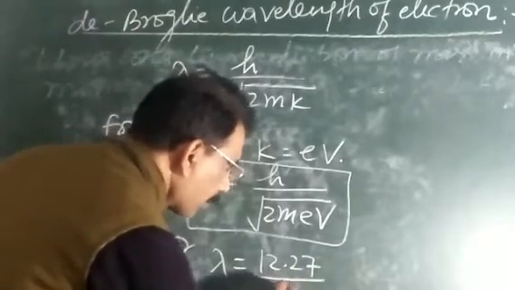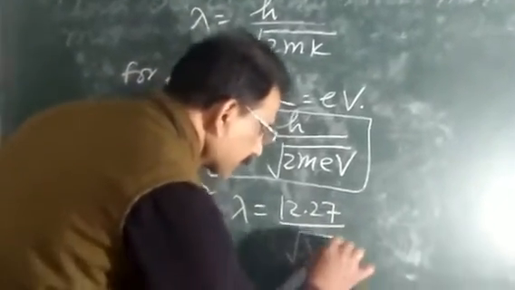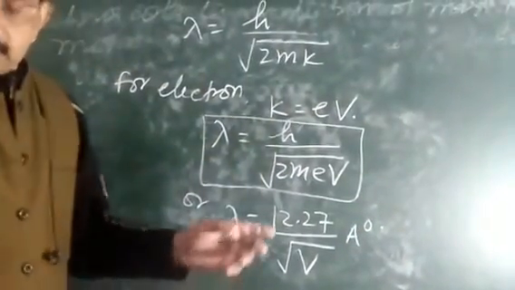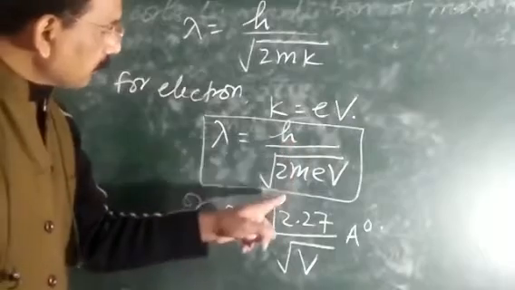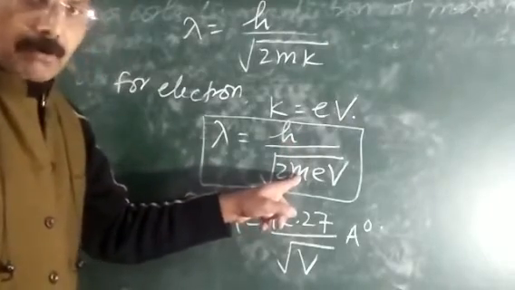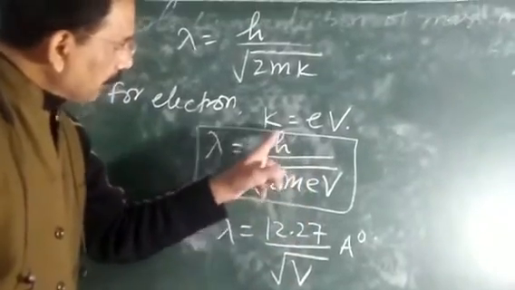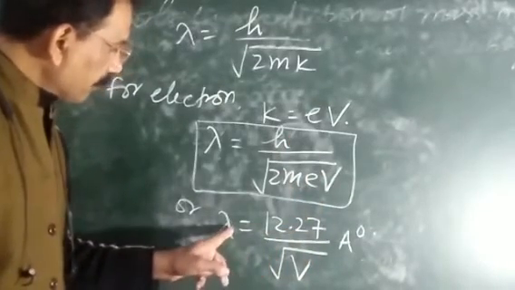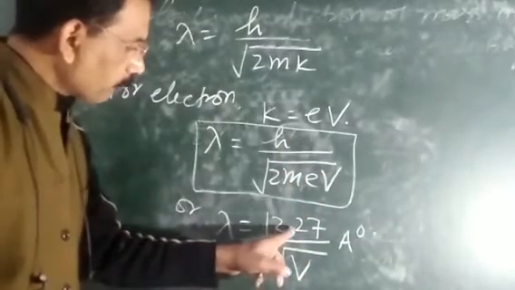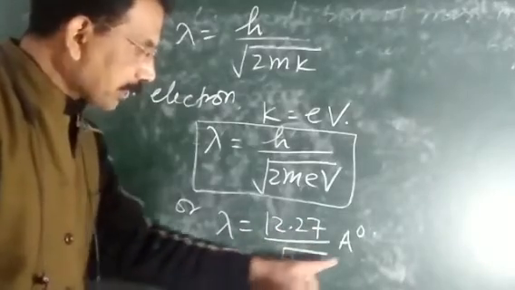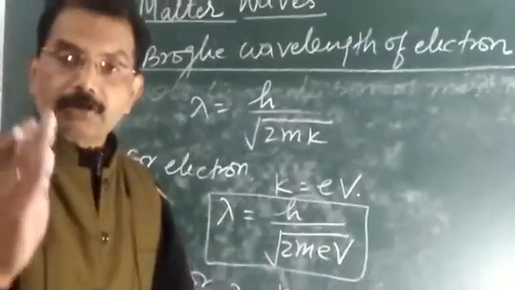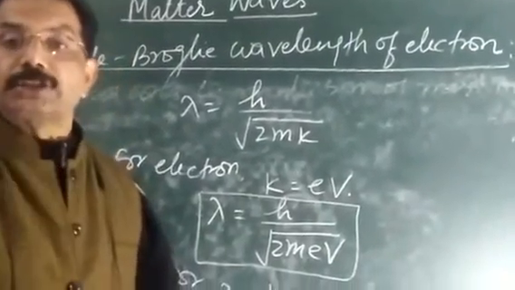12.27 upon root V in terms of angstrom. So when you put the value of the Planck constant, mass of the electron, charge of the electron, and solve it, V remains here, and finally you get lambda is equal to 12.27 upon root V in this term.